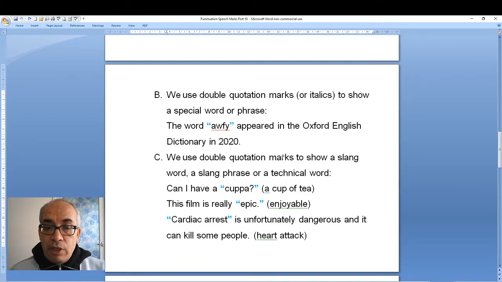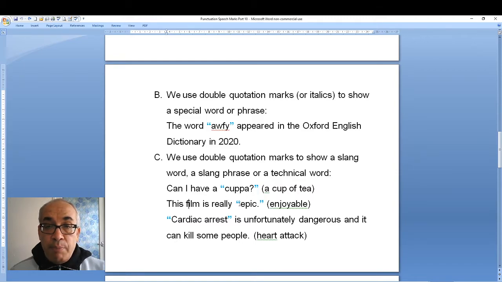We use double quotation marks to show a slang word or slang phrase or a technical word. Can I have a "cuppa"? A cuppa means a cup of tea. A cuppa is slang. It's informal. It's like spoken English. So before cuppa, what do I use? I use double quotation marks. After cuppa, I use double quotation marks.